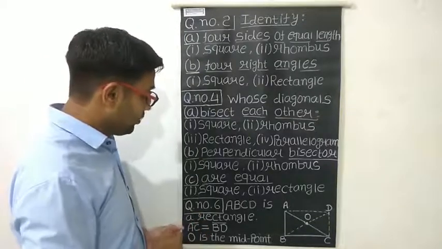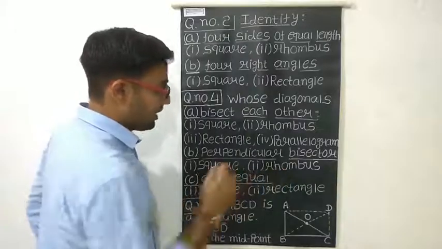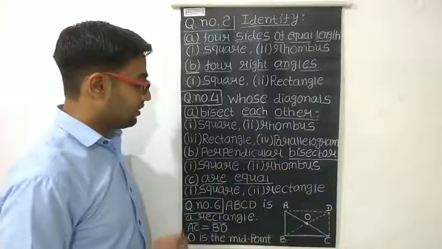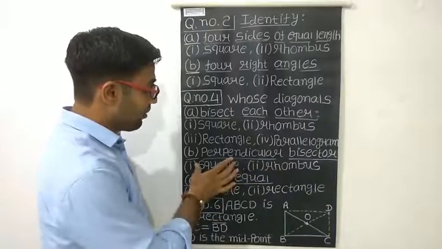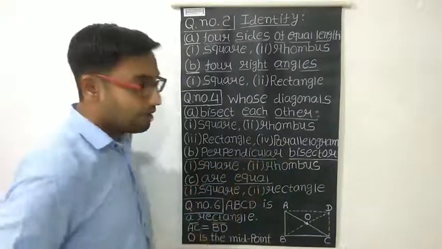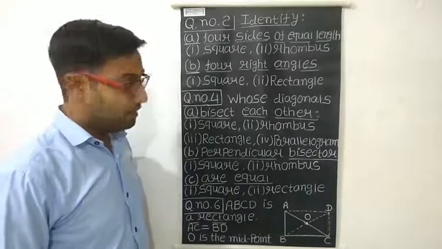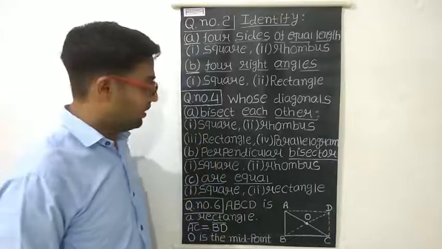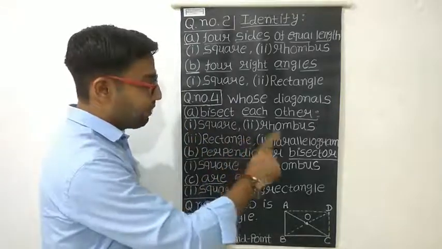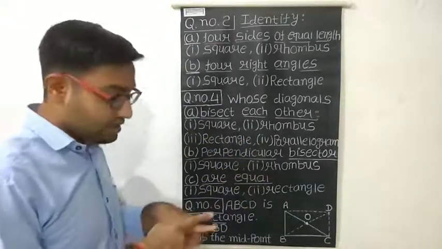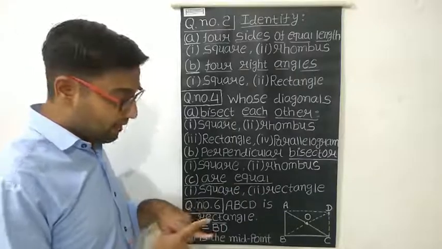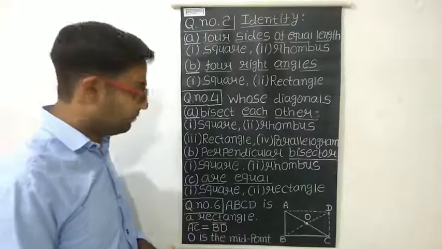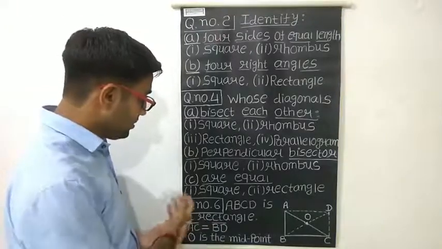And there are only two. One is square and second one is rhombus. So these two quadrilaterals are such quadrilaterals whose diagonals are perpendicular bisector. Right? It is a bisector also and making a 90 degree also. In rectangle and parallelogram, they bisect each other, but the angle between the two diagonals is not of 90 degree. Okay? Now what is the C?